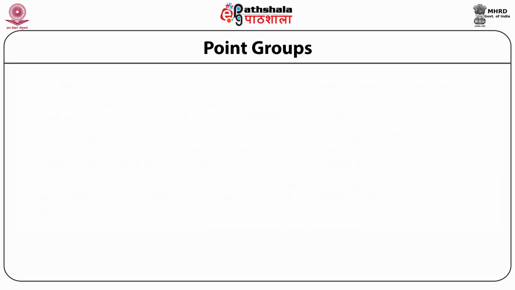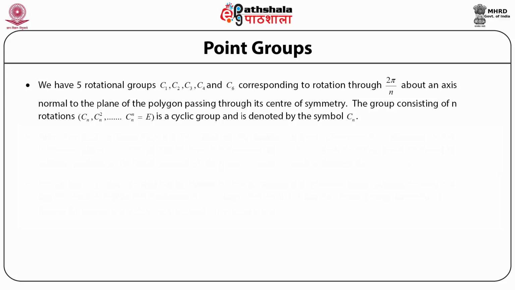I will now discuss the point groups. Point groups form the group of symmetry of molecules. First and foremost, we have 5 rotational groups which are designated as C1, C2, C3, C4 and C6. These rotational groups correspond to a rotation by an angle 2 pi by n, where n is equal to 1, 2, 3, 4 and 6. So this rotation is about an axis normal to the plane of the polygon passing through the center of symmetry.